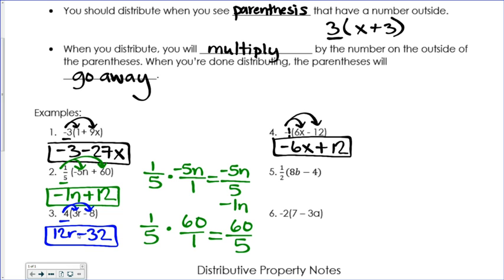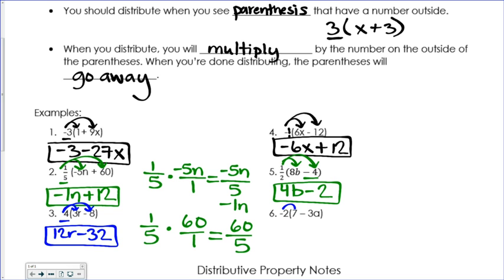Okay, I'm going to multiply 1/2. 1/2 times 8b. 1/2 of 8 is 4, so I'm left with 4b. And then 1/2 times a -4. Negative times positive is negative, and 1/2 times 4 is 2.